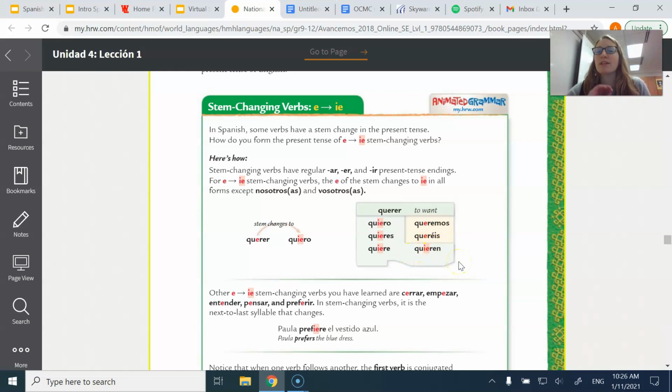So some people like to think of this as a boot conjugation. You see how there's kind of a boot here? So everything within the boot, you're going to change the stem, E to the IE. Anything outside of the boot, which is the nosotros and vosotros forms, sorry, not that one, these two in the yellow, you are going to leave as it is.